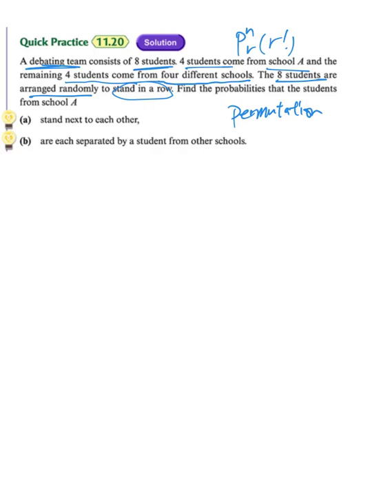Now you can see that there is no selection process, because the 8 students have been selected, and then you just need to arrange them. When we talk about arrangement, normally it's talking about the permutation, the factorial, because it's talking about an ordering process without any selection. Okay, so find the probability that the students from school A are standing next to each other.